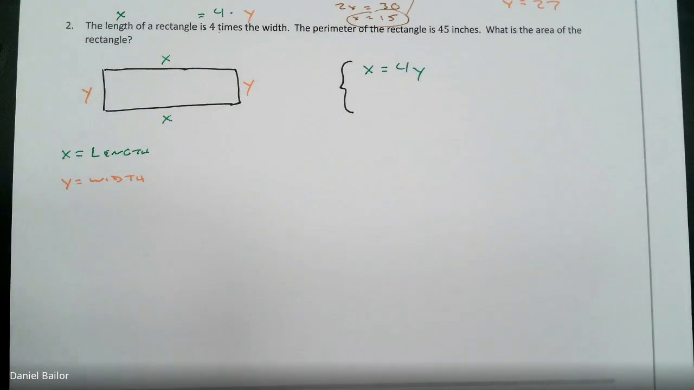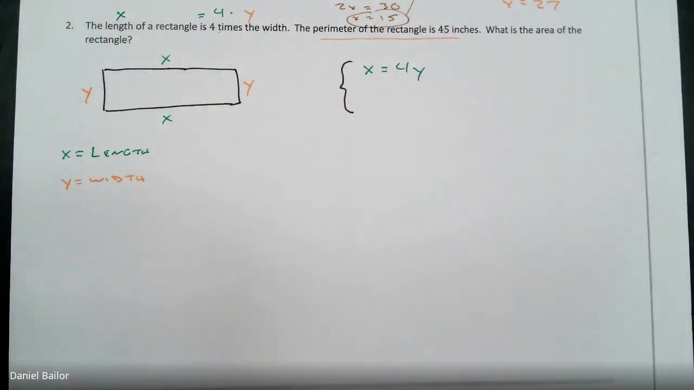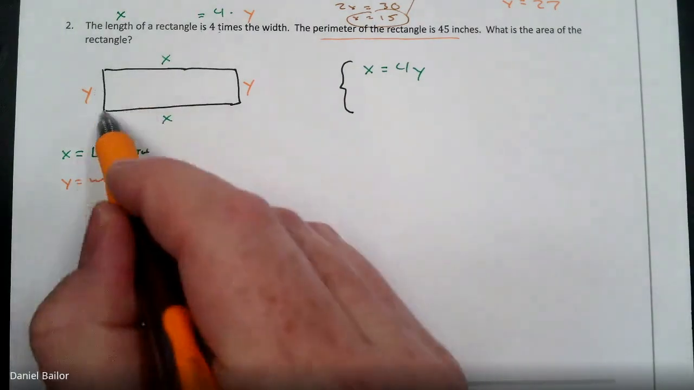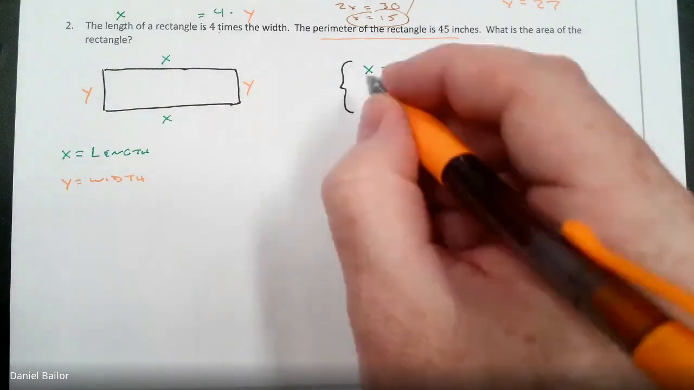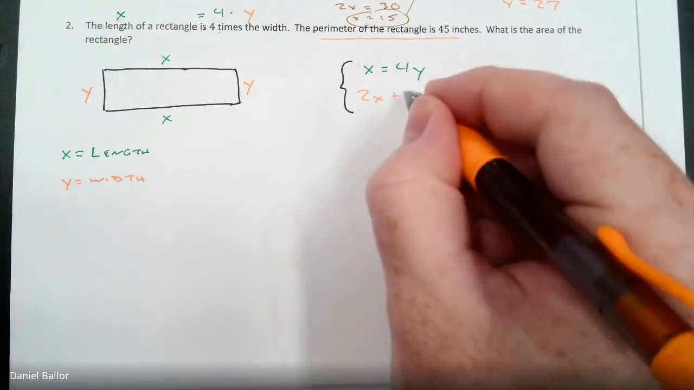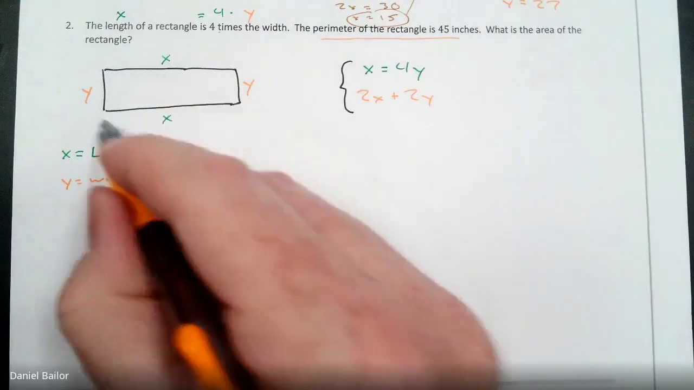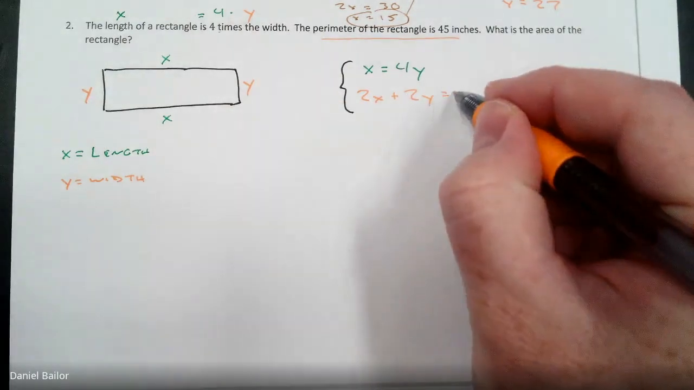And then the next piece of information says the perimeter of the rectangle is 45. Well, for this one, you need to know what perimeter is. Perimeter is going all the way around the rectangle. It's adding all the sides. So when we add the sides, we have 2 x's plus 2 y's all the way around. Add 2 x's, add the 2 y's, and we get 45.